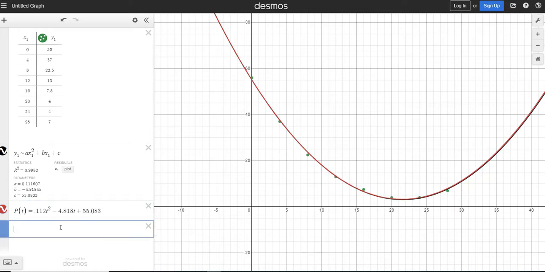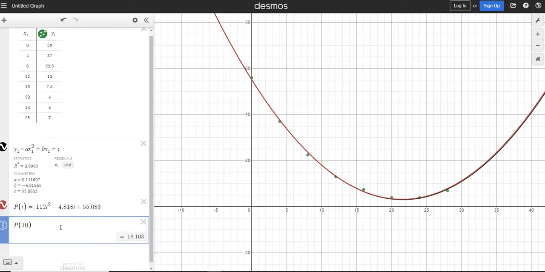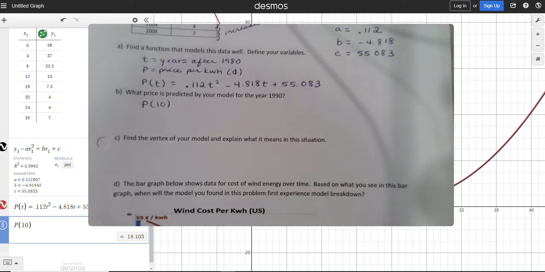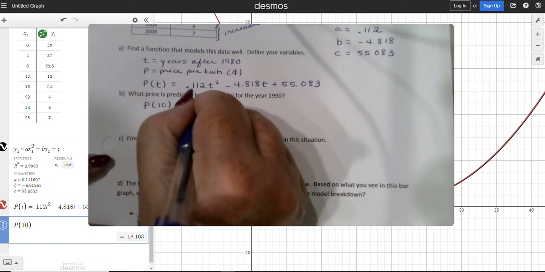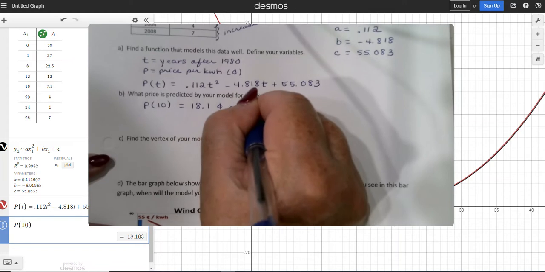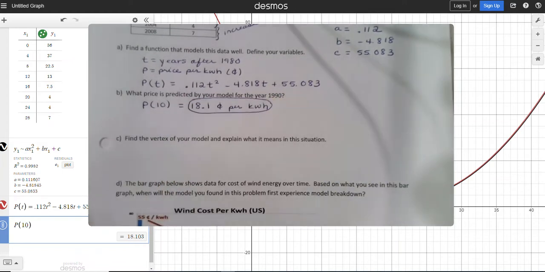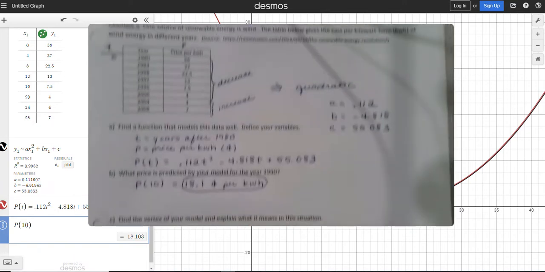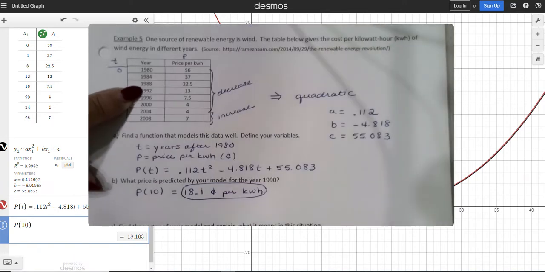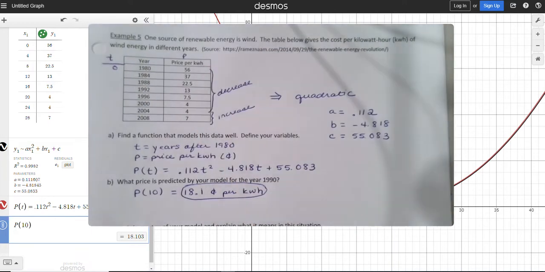All right, so 1990, we said we wanted P of 10, 10 years after 1980. And there it is, about 18.1. And this was in cents per kilowatt hour. If you look up, 1990 here is between 1988 and 1992, and that 18 cents is right in there, so it certainly seems reasonable.